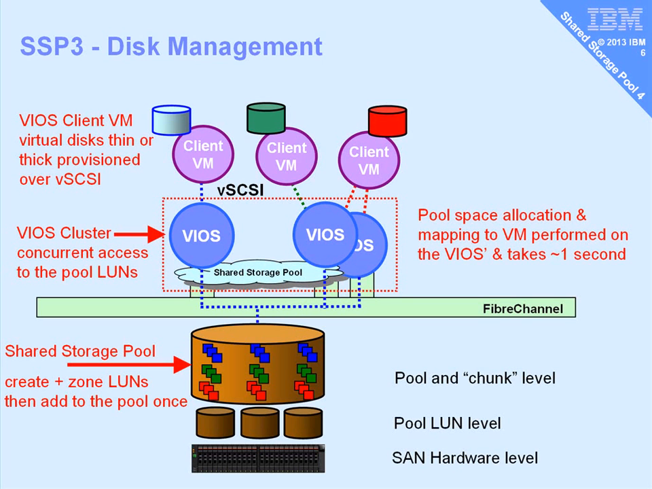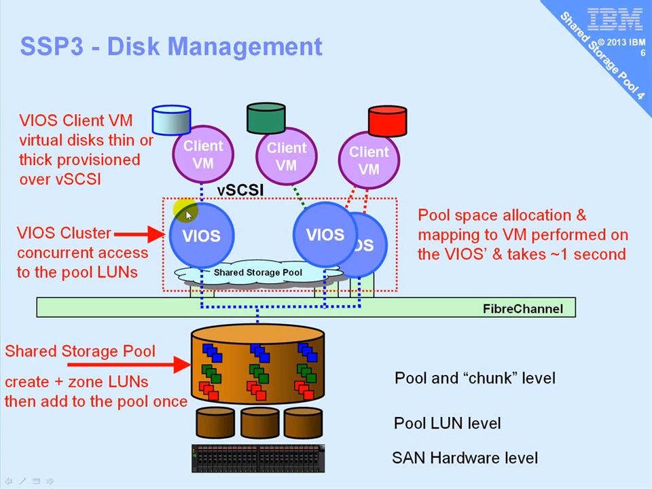But we just do that once, and then we go to the VIOS server level, and here we do our space allocation and mapping to our virtual machines. This all happens at the virtual I/O server level. We log in as padmin and just run a command, or we can go to the HMC and run a graphical user interface to do the same operations, and these operations take less than a second.